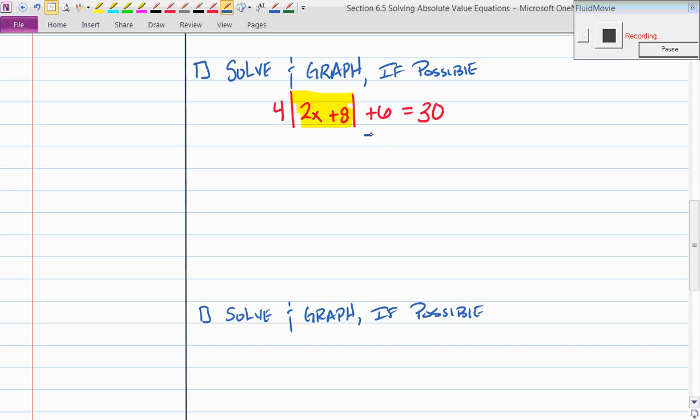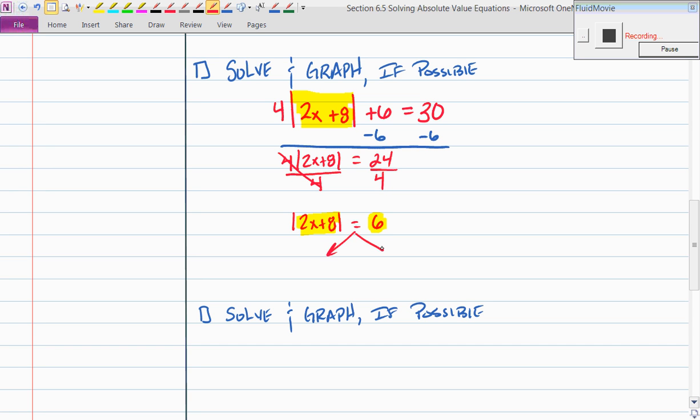In order to do that, we're going to subtract 6 from both sides. That gives me 4 times the absolute value of 2x plus 8 has to be 24. You guys agree with that? And then I need to divide both sides by 4 to give me the absolute value of 2x plus 8 is now equal to 6, because 24 divided by 4 is 6. Now, is the absolute value part by itself? Yes, correct? You guys agree? Is the right-hand side a positive number? Yes. Then you can break off in the two directions, the positive and the negative direction.